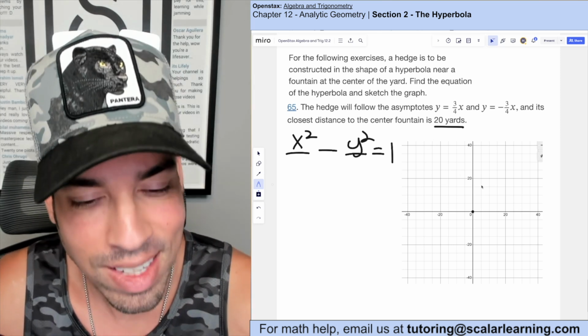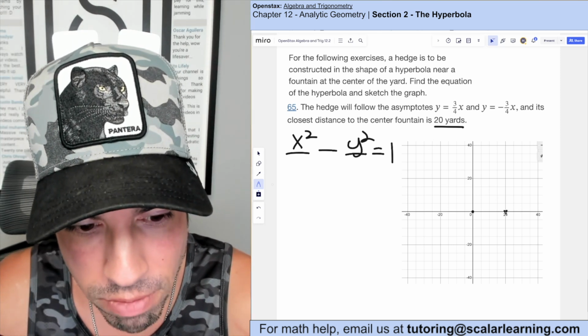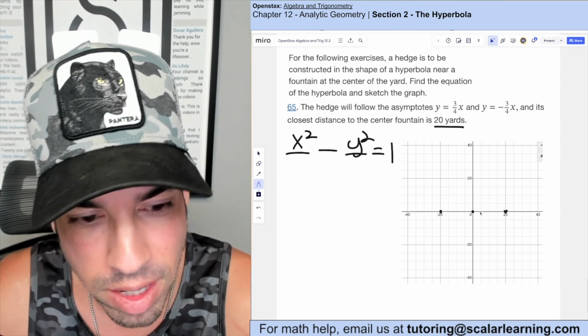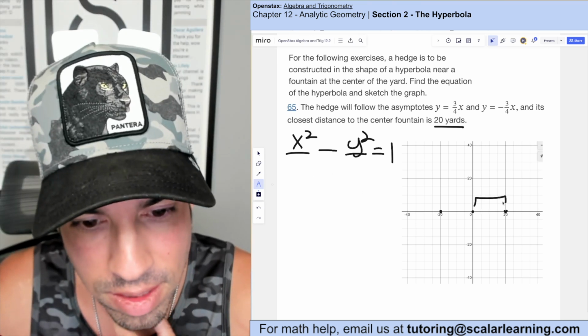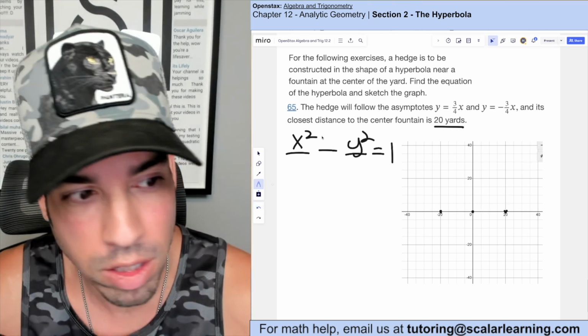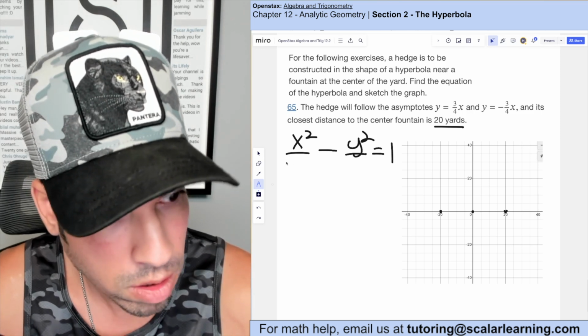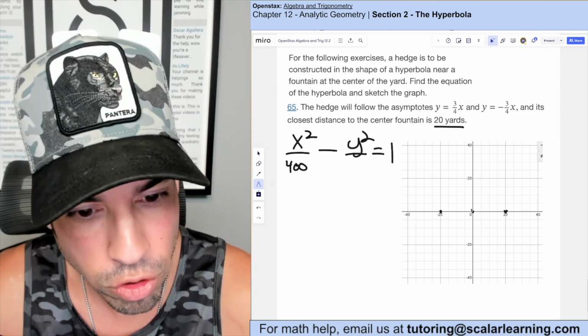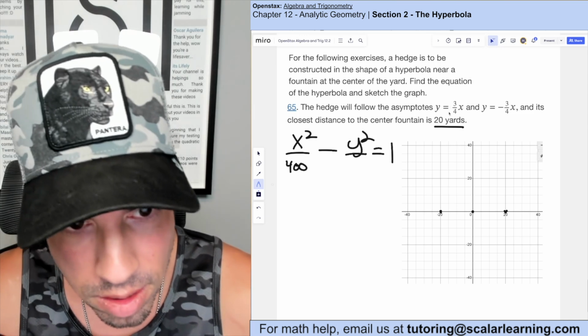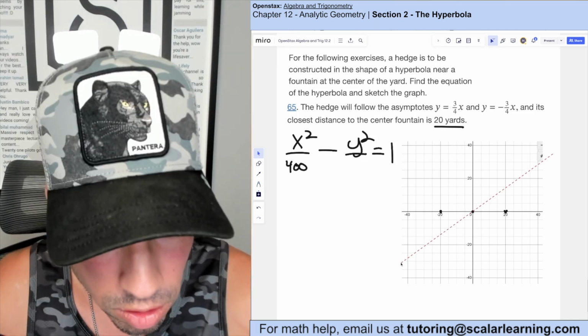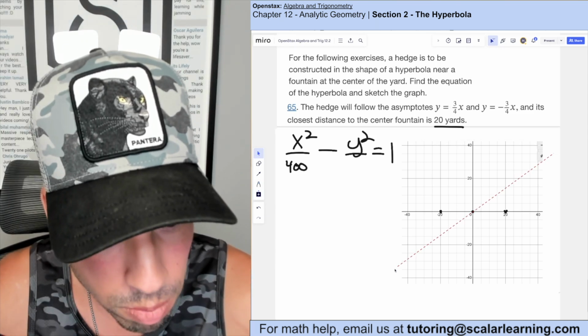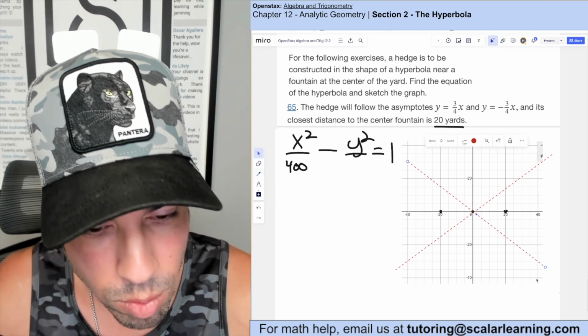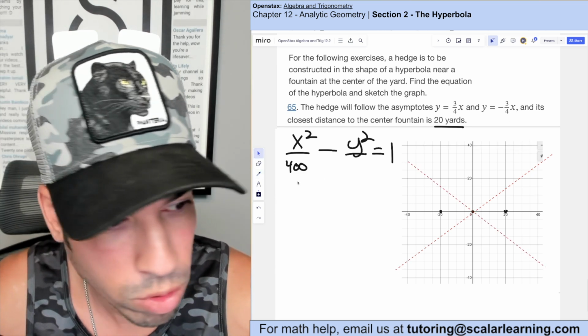So it says it's 20 yards away, so I know my vertices are 20 to the left and right. And this distance, 20 squared, is what goes under the x squared. Okay, so that is going to be 400. All right. And then now we got these asymptotes. Let's sketch them in. So there's that first asymptote with the slope of 3/4. And there's the second one with the slope of negative 3/4. Again, both going through the origin.